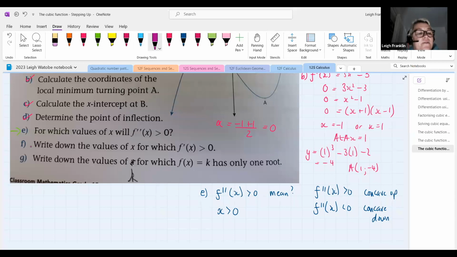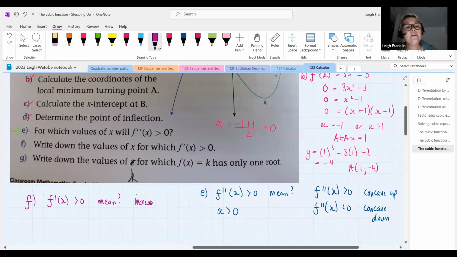Question F. Write down the values of x for which f prime x is greater than 0. What does f prime x greater than 0 mean? That's it. Well done, Zedalia. Where is the graph increasing? Where is the gradient positive? So either the values of x for which it is increasing, or where we have a positive gradient.